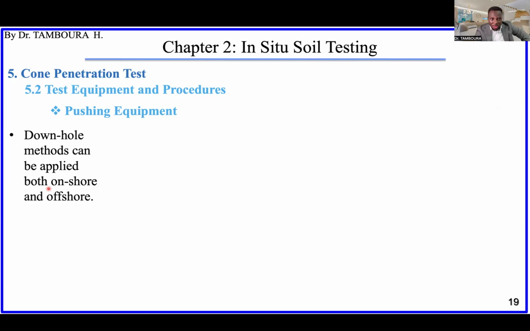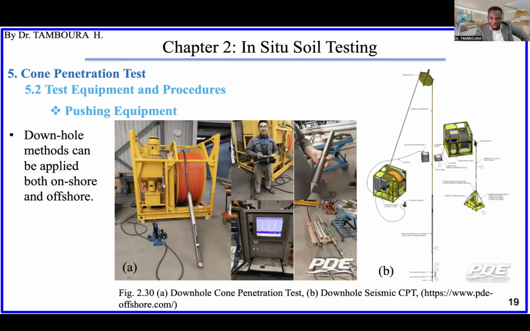Here is an example. You can see this is a downhole cone penetration test. This is the equipment used. You can see it can go very deep. This is downhole equipment for CPT, and you can see the screen here, and it is just remotely controlled.